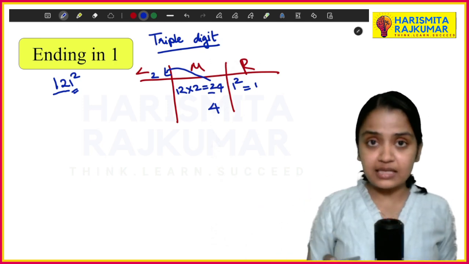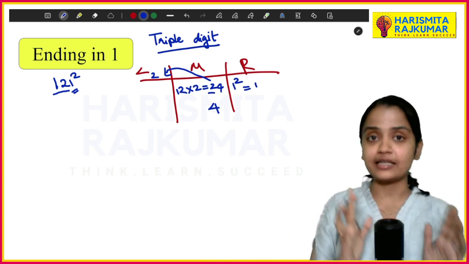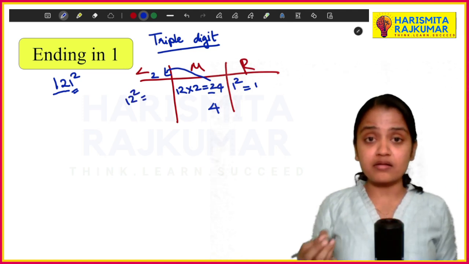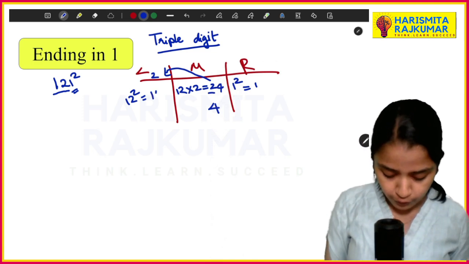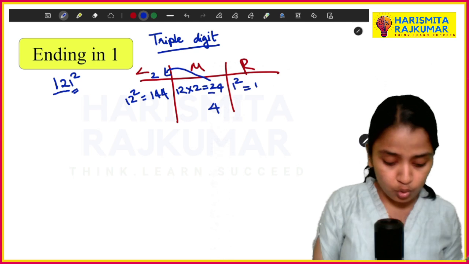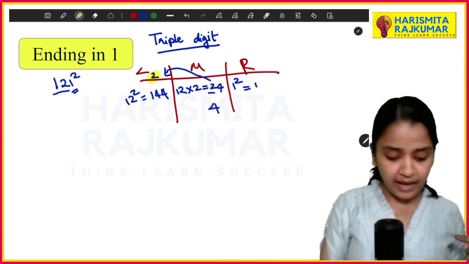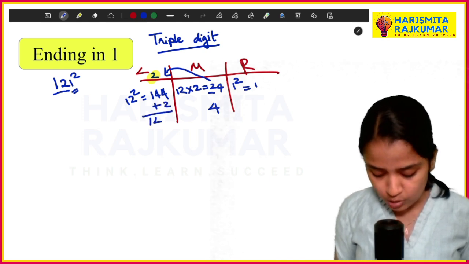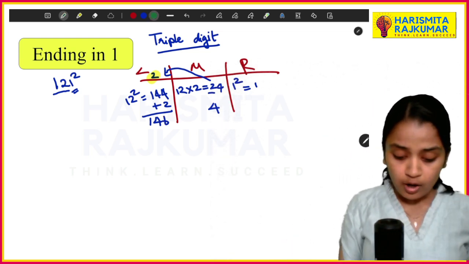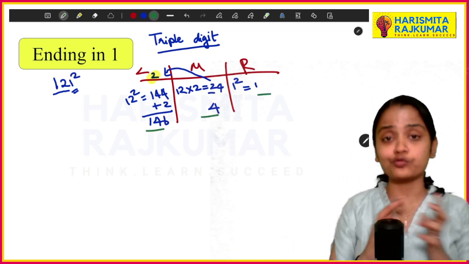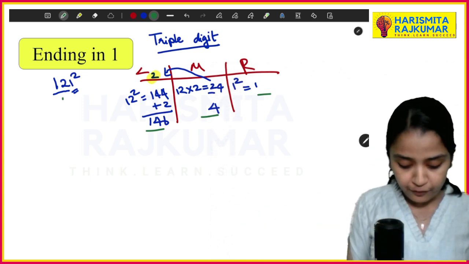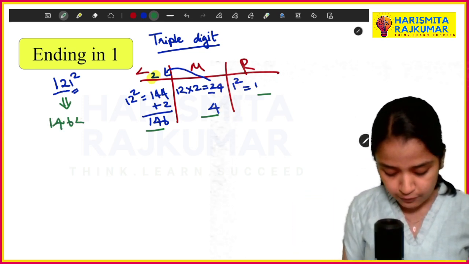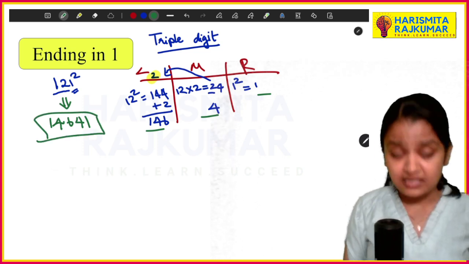Now for the left-hand side column, what am I supposed to do? I have to take the square of the remaining digits. So what is 12 square? 12 square is 144, and I also have the 2 which I took from the middle column, so I have to add it. When I add it, it is plus 2, and I get 146. My final answer, I have to write in the same order. So my final answer for 121 square is 14641.